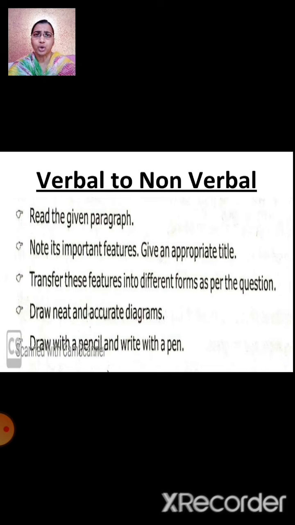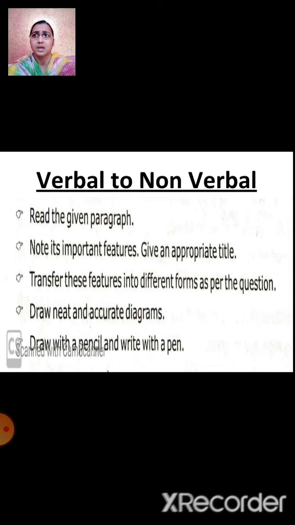In a verbal to non-verbal, a paragraph will be given. You need to read the paragraph very carefully, or you can say, you need to concentrate while reading. And then, according to the question, you need to convert it into a table or a pie chart or a flow chart or a tree diagram. Whatever the question is asked, accordingly you need to change it.